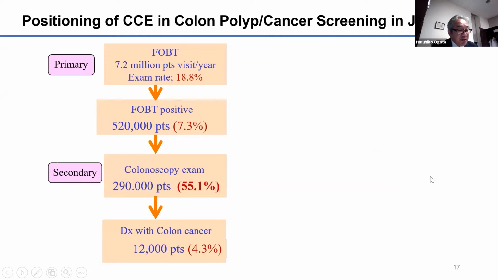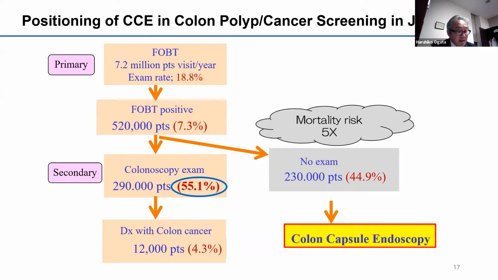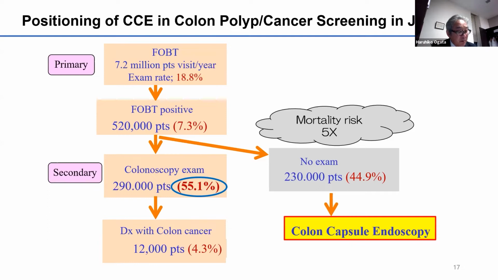Currently, the positioning of colon capsule in colon tumor screening is shown in this slide. The problem is that among 500,000 FIT positive patients, only 55% received colonoscopy in Japan. So 12,000 patients are diagnosed with colon cancer. That means approximately 10,000 patients might miss the chance to be diagnosed with colon cancer. So we propose that those who hesitate to receive colonoscopy because of fear of pain or some embarrassing feeling, especially females, are strongly recommended to receive colon capsule endoscopy. If they do, it would contribute to reduced mortality from colon cancer, I suppose.